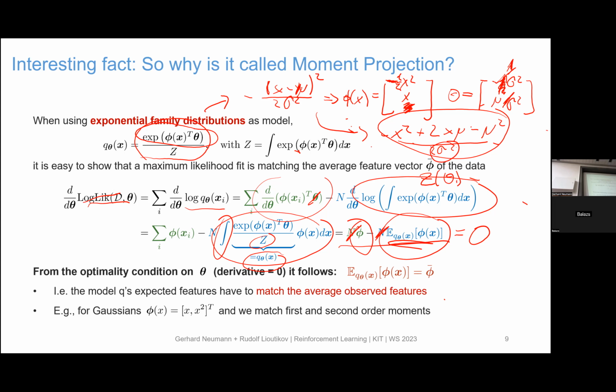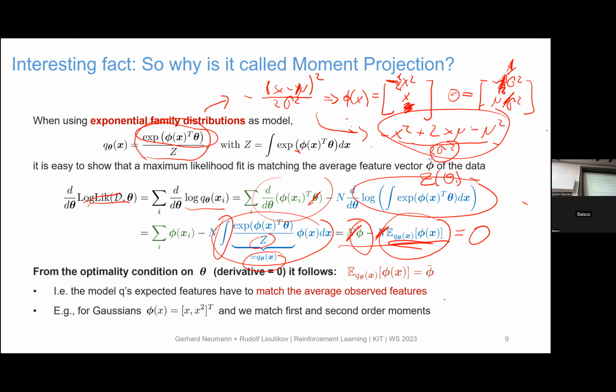And that's why it's called the moment projection, because this expectation over some features with respect to a distribution, these are called the moments. So if phi of x equals x, it's the first moment. If phi of x equals x squared, it's the second moment, and so on. And basically, the optimality condition is these features need to match. You need to match the features of your data, the feature averages of your data. You need to match the moments.